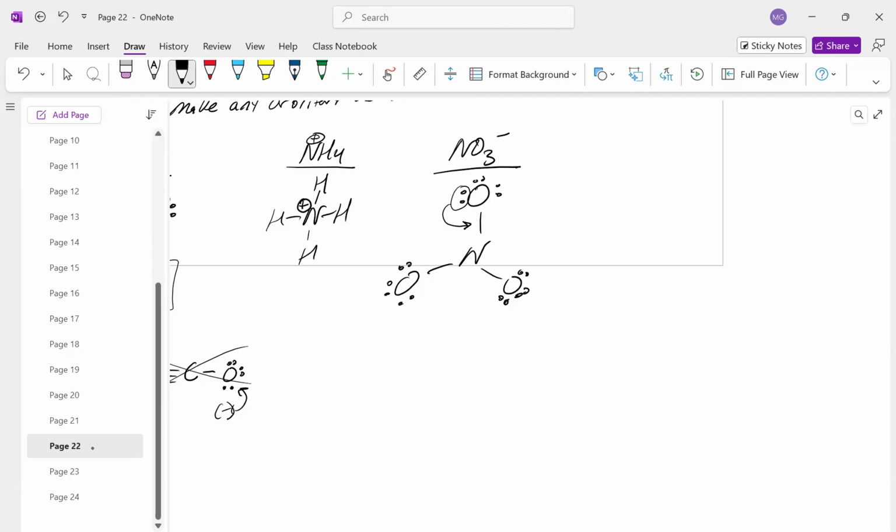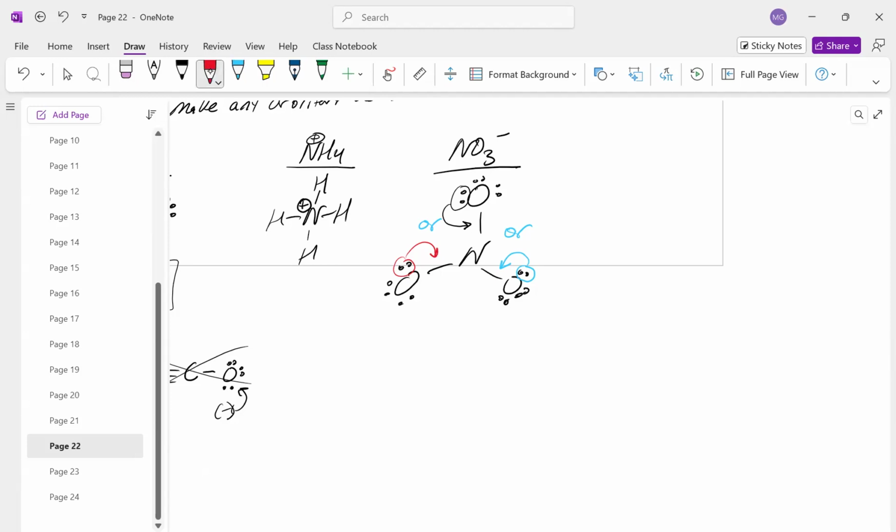Oh, wait a second. Why did I pick that oxygen? I don't know. I just kind of picked it. Could I have picked this one and done the same thing? Absolutely. But why didn't I pick the other one? Because I could do the exact same thing over there. So I arbitrarily picked one oxygen to make a double bond with that nitrogen. So what does that mean? That means nitrate exists as a series of resonance structures.